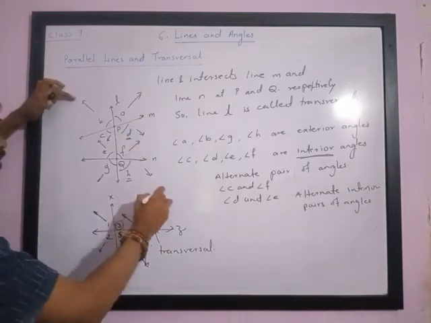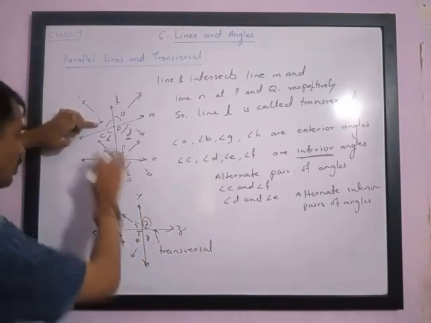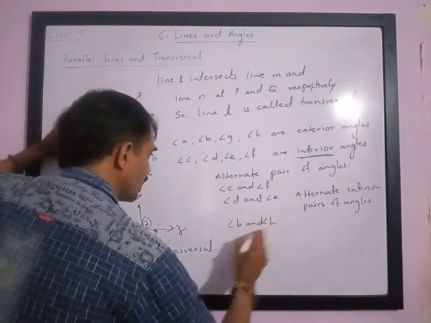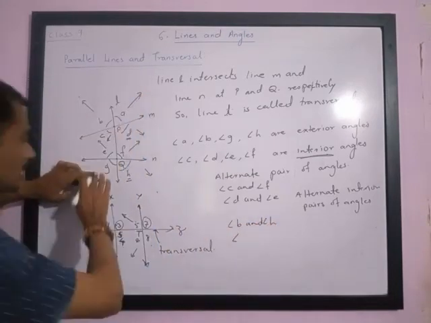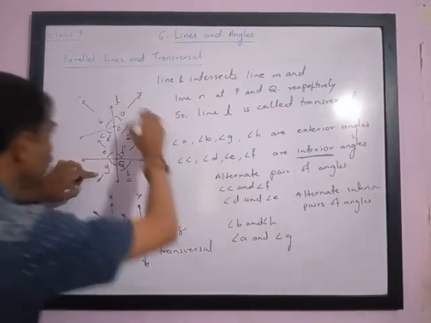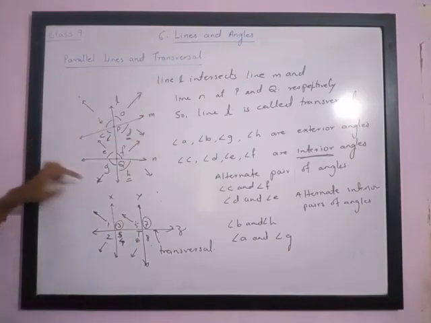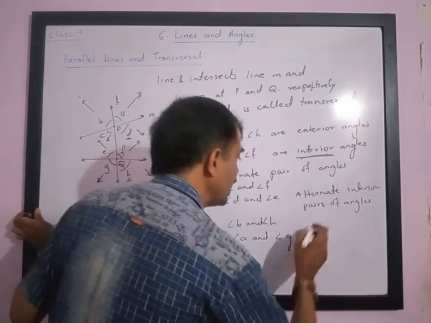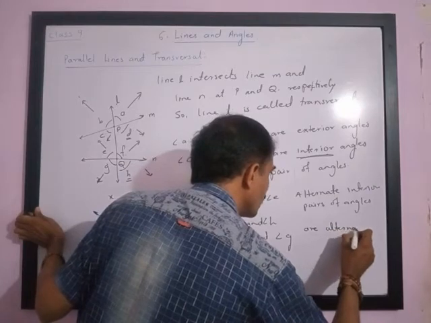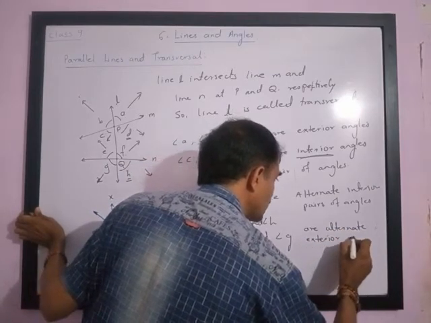Then about alternate exterior pairs of angles, please try to understand. This B and Q, exactly opposite. Angle B and angle H, Q means this side, sorry. Angle B and angle H. Then angle A and angle G. These are again opposite, you can understand this. Completely opposite directions. So angle A and angle G are alternate exterior pairs. They form alternate exterior angles.